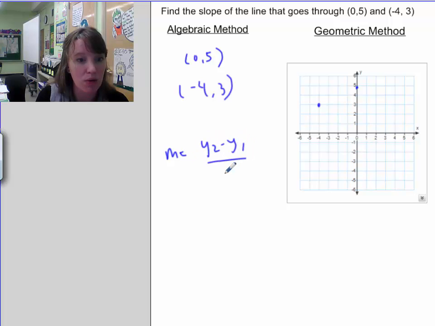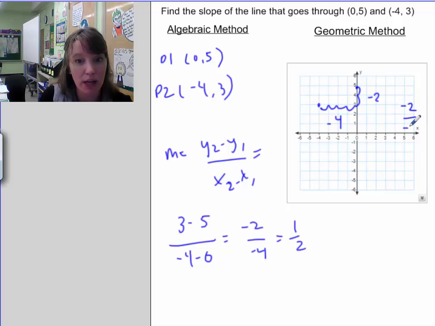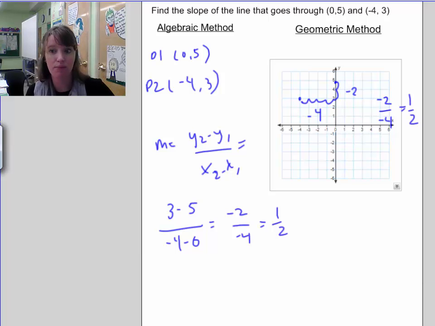y2 minus y1 over x2 minus x1. And if this is point 1 and point 2, then you could work from the bottom to the top here. 3 minus 5 over negative 4 minus 0. And this would be negative 2 over negative 4, which gets you 1 over 2. It reduces to 1/2. Whereas here, this would drop down by 1, 2, so down by 2 and left by 1, 2, 3, 4. And again, you get that negative 2 over negative 4 to get your rise over run, and that reduces to 1/2. So there's two different ways you can do that.